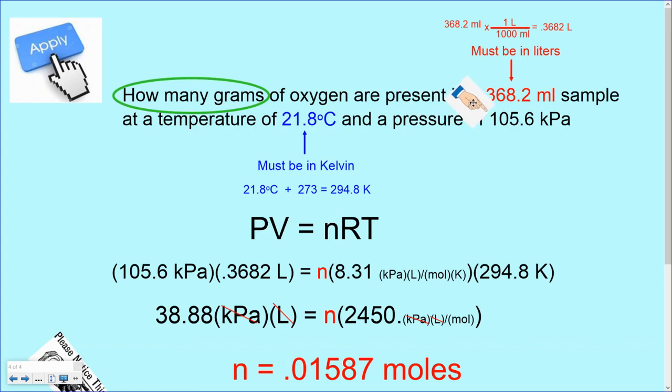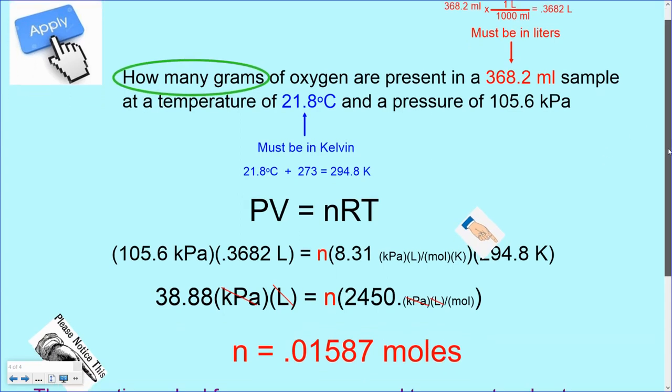105.6 is pressure. So I put 105.6 in for the pressure. The volume I had to convert to liters as shown up here. It's 0.3682, so I put that right here for the volume. We're solving for N. Now notice R is different than the previous two problems. The reason R is different is because we were given pressure this time in kilopascals. So the value of R when pressure is in kilopascals is 8.31. I plugged in 294.8 in for temperature, and I have that right here.